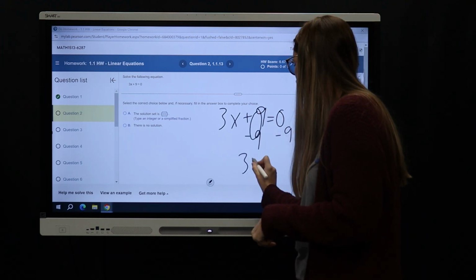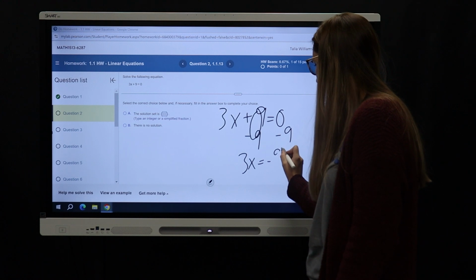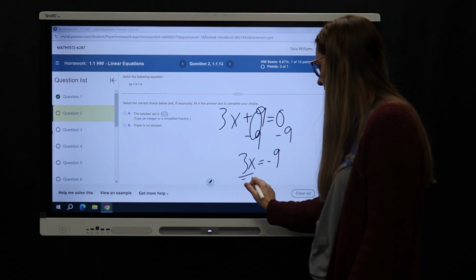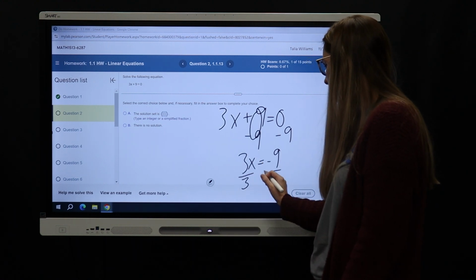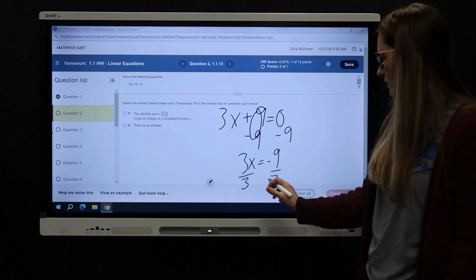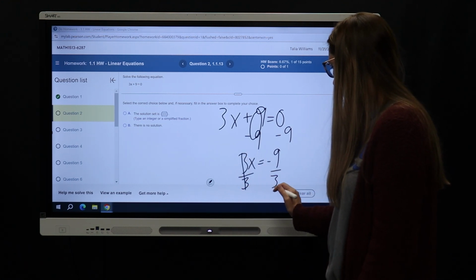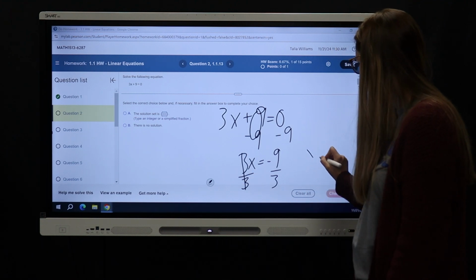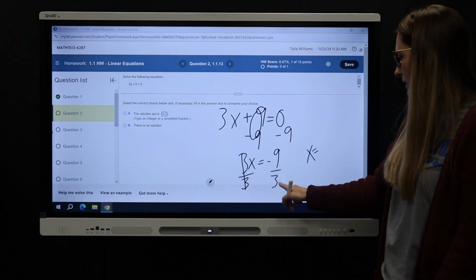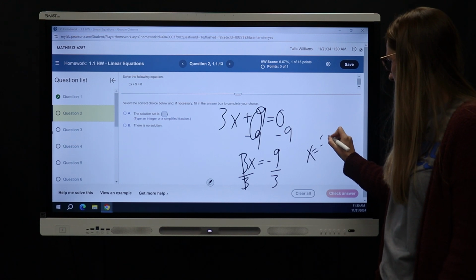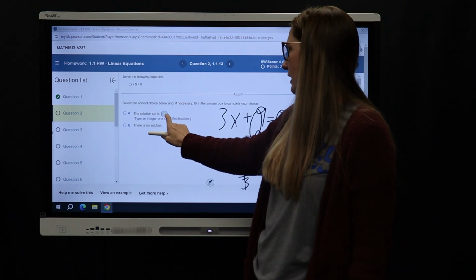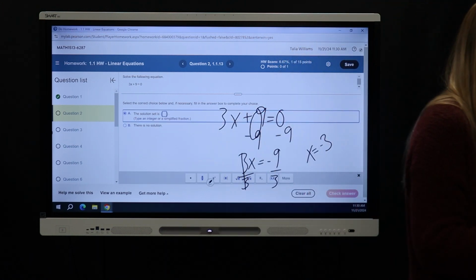So I'm gonna have 3x equals -9, and then we're gonna divide by 3. Because it's multiplying, the opposite of multiplication is division. 3 divided by 3 is 1. So I'm gonna have x equals -9 divided by 3, which is gonna give us -3. And then you don't put x equals in these, you just put the number, so -3.